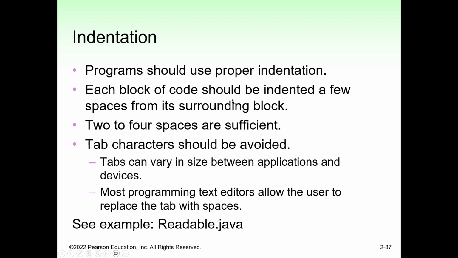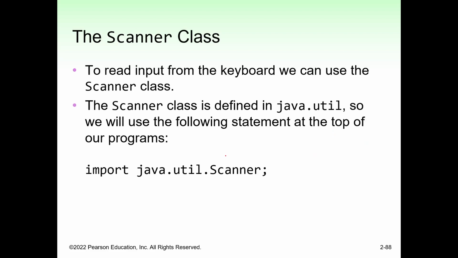Each block of code should be indented a few spaces from its surrounding block. What it means is whenever you use the curly braces, remember that we have curly braces? Everything that's inside of the curly braces should be indented by a couple of spaces. Tab characters should be avoided, because tabs are different in size between applications and devices, and you never know what you're going to get. So 2 to 4 spaces, just make an indentation. Usually, I think that the program that you're going to be using for your quizzes is going to indent that block for you, so you shouldn't worry about that. Just one thing to know.